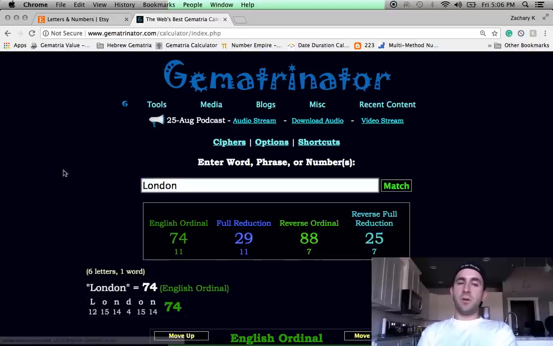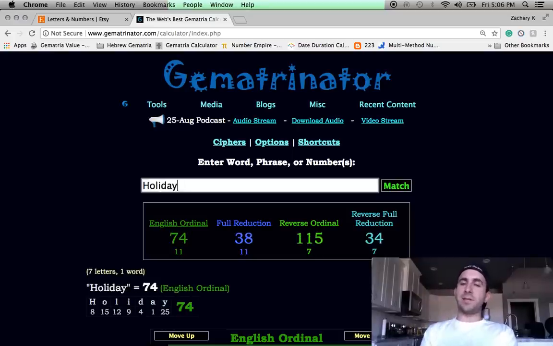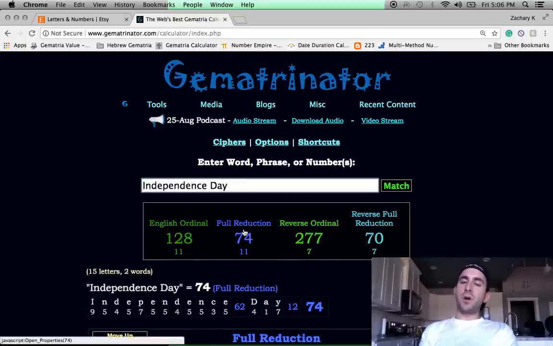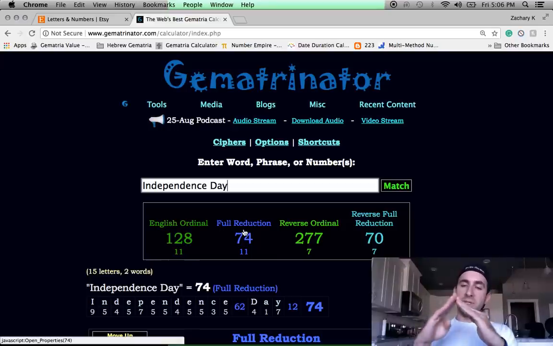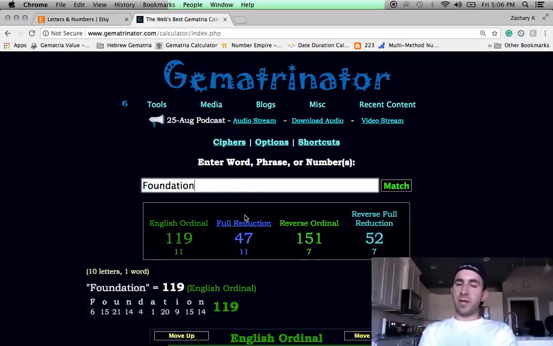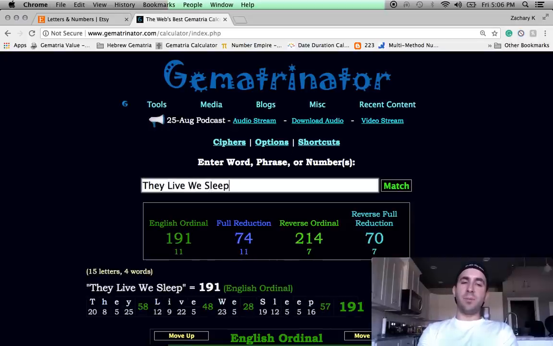You know, think about that English city over there, London, 74. Think about all those people from over there coming over here to the United States and setting up this great free nation on 7/4, July 4th. Holiday 74. Independence Day 74. If you look at the Freemason logo, the compass is set at 47 degrees. It's a tribute to the 47th problem of Euclid about how to establish foundation for a structure. July 4th, written 4/7 in the majority of the world. Again, they live, we sleep.